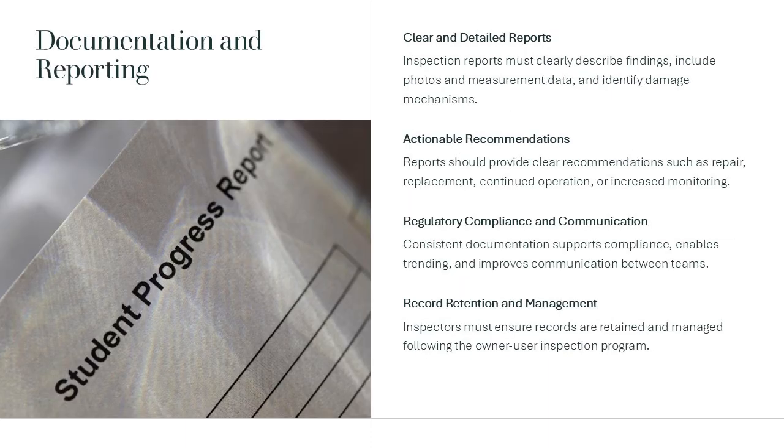Thorough documentation is a fundamental requirement of professional inspection practice. Inspection reports should clearly describe findings, include photographs and measurement data, and identify damage mechanisms and affected components. Reports must also provide clear recommendations, such as continued operation, repair, replacement, or increased monitoring. Consistent documentation supports regulatory compliance, enables effective trending, and facilitates communication between inspection, engineering, and operations. Inspectors should ensure that records are retained and managed in accordance with the owner-user inspection program.